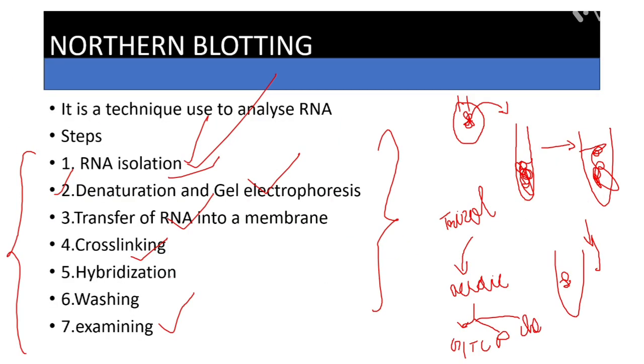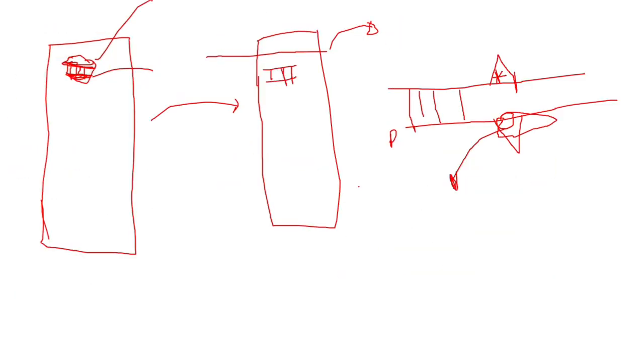Next one is hybridization. We will hybridize it with a probe. All the unhybridized part is washed off. Then examining: we will examine the RNA. So we are done with northern blotting.